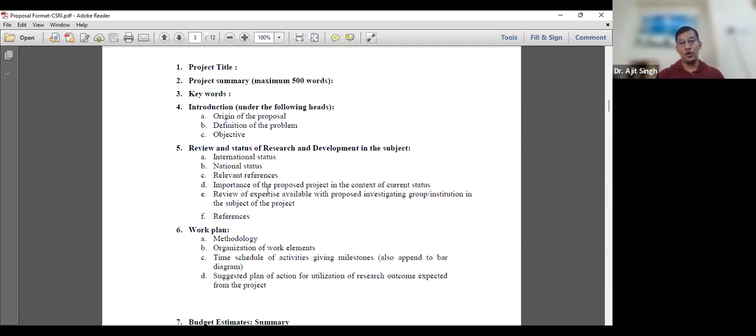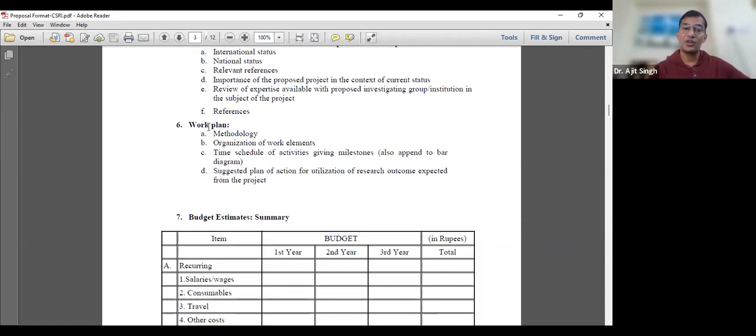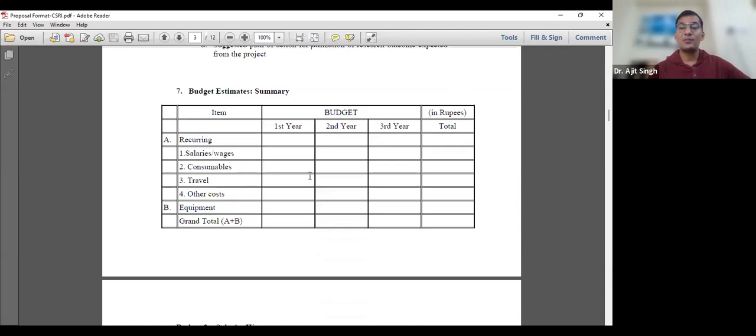What else do you want, guys? Everything is clearly mentioned in the proposal itself. Work plan you have to write in the methodology, then organization of the work element, time schedule, suggested plan, and then look at the budget.